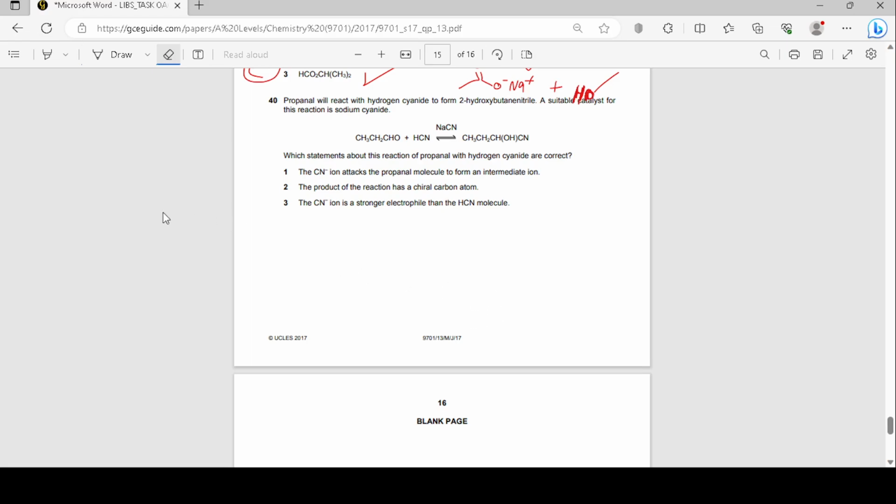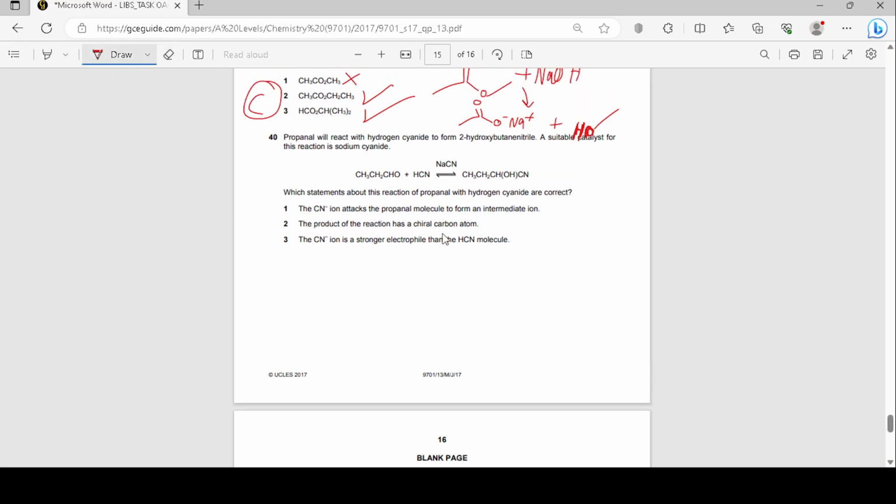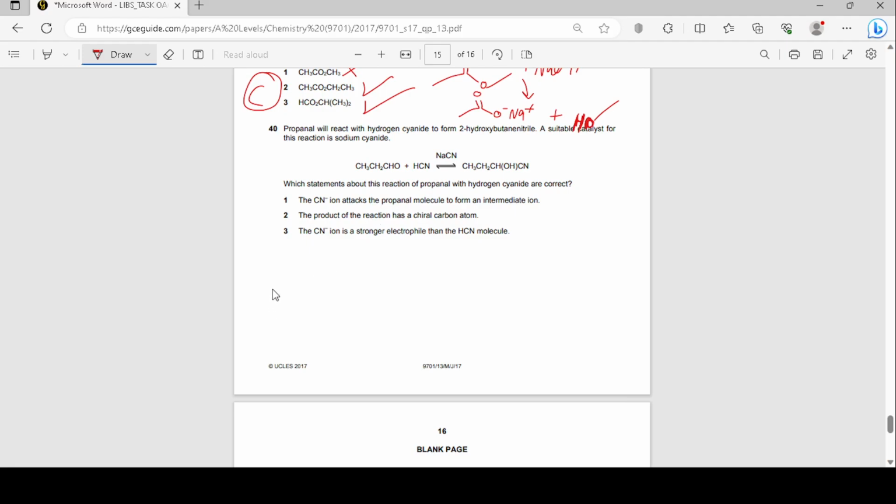Now, which statements about this reaction of propanol with hydrogen cyanide are correct? So they're talking about mainly the mechanism, I feel. So I'll just draw out the mechanism. Okay, so we have CH3, CH2, then you have CHO, and you have a cyanide ion, and this carbon is partially positive, and this oxygen is partially negative. So this one is nucleophilic addition, right?